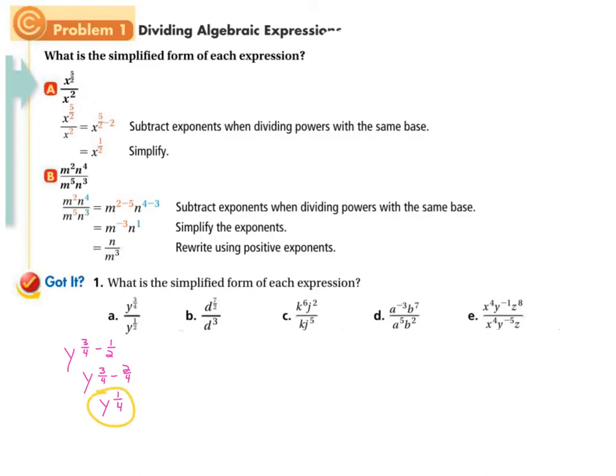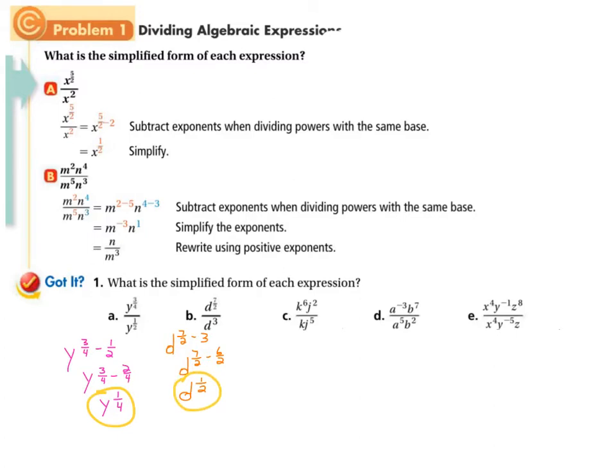Okay. What do we got for D? d to the 7/2 divided by d to the third. So we do d to the 7/2 minus 3. And of course we need a common denominator there. So we say d to the 7/2 minus 6/2, because 6/2 is equal to 3. And when we do 7/2 minus 6/2, we get d to the 1/2. And that's the answer for that one.